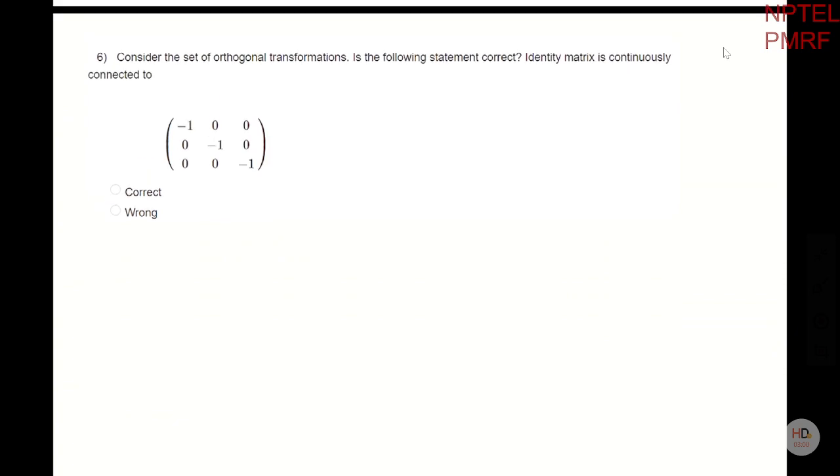Okay, sixth one, now slightly mathematical. Consider the set of orthogonal transformations. Is the following statement correct? The identity matrix is continuously connected to this matrix. Okay, so there are two ways to answer this.